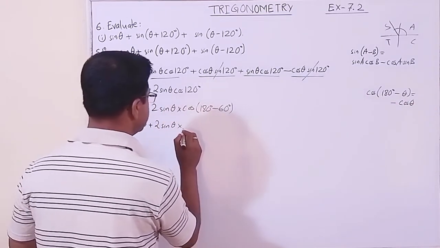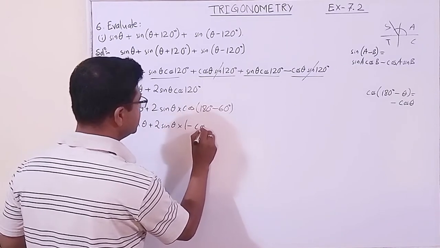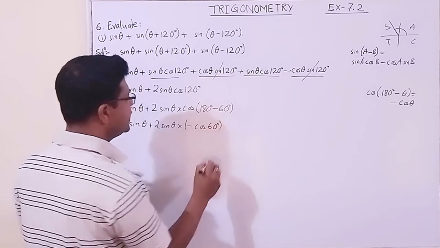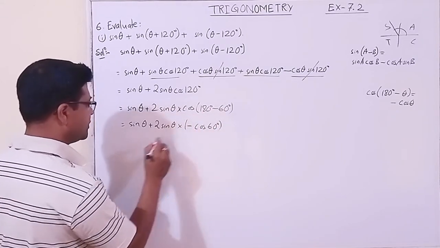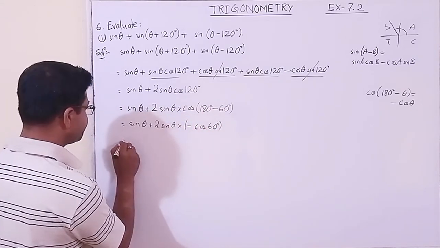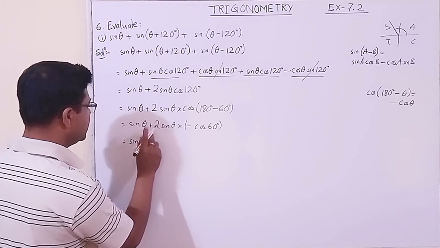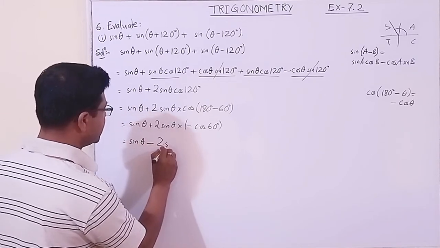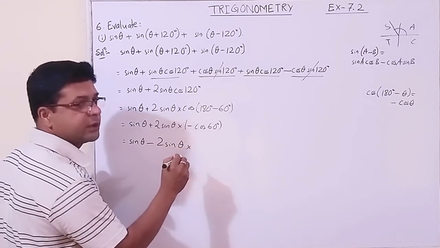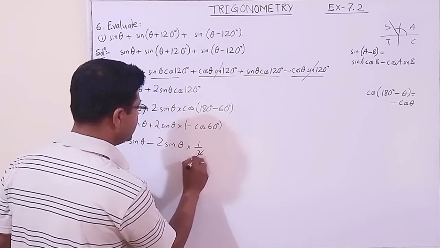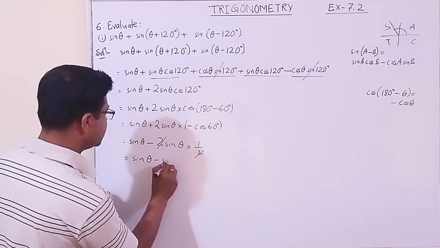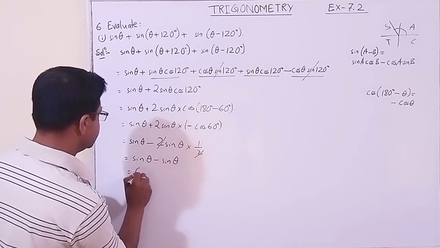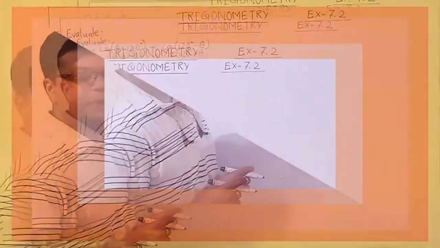So let us write minus cos of 60 degree. Cos of 180 minus theta is minus cos theta. Let us substitute the value of cos 60. This is sin theta plus minus minus 2 sin theta. What is the value of cos 60? Cos 60 is half. 2 will get cancelled. So this is sin theta minus sin theta. How much is it? 0. Is it okay? Now we have taken the second one.